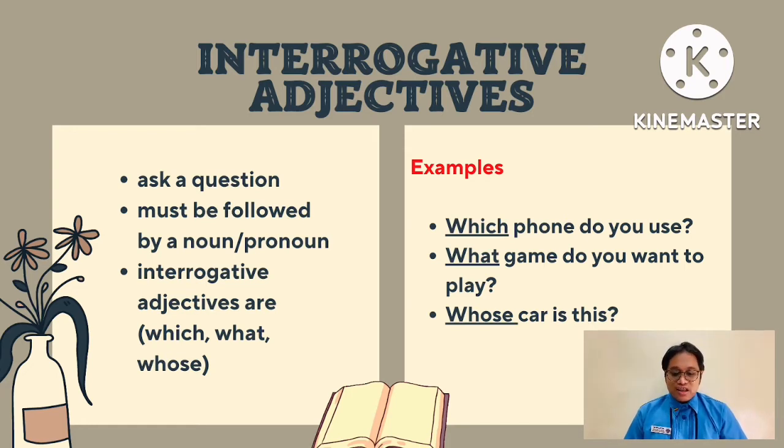Okay, so let's see the different examples. We have, which phone do you use? So the interrogative adjective used in that sentence is the word which, and it follows a noun being described, which is the phone. Okay, so which describes the noun phone. And it answers the question, which phone do you use?